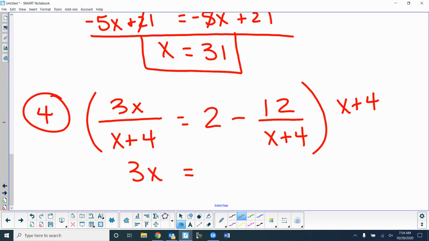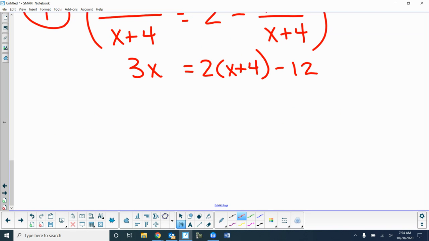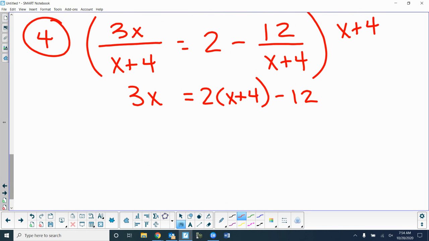Sometimes we forget this part. You've got to multiply the 2 by x plus 4 also. So don't forget that. And then this fraction here, 12 over x plus 4 times x plus 4. Again, the x plus 4 is canceled, so it's just minus 12. So that's why we do that. Multiply by that common denominator. That way we get rid of those fractions.